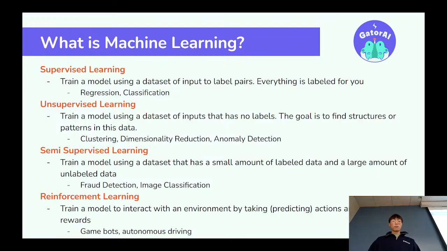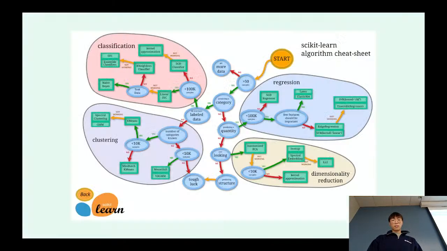And that's kind of semi-supervised learning. And then we have reinforcement learning, where you train a model to interact with an environment by predicting or taking actions in that environment based on the state you feed the model, and also a specific reward function that is defined by the developer of the model. So things like gaming bots or autonomous driving generally use reinforcement learning.